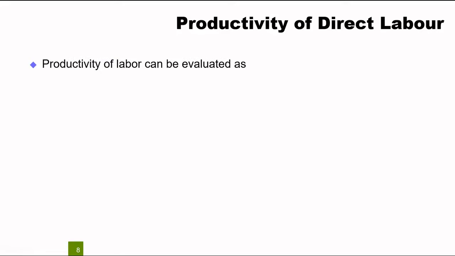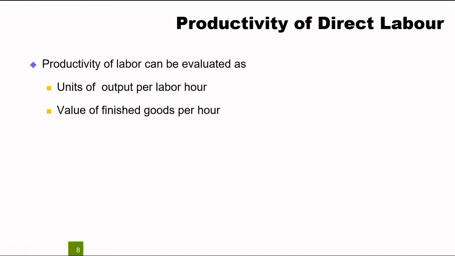Now, productivity of labor can be evaluated as units of output per labor hour. Per hour, how much have you produced? Or it can be evaluated as the value of finished goods per hour. Now, the operation that you're doing, what is the value of that operation per hour? Accordingly, you may be paid.